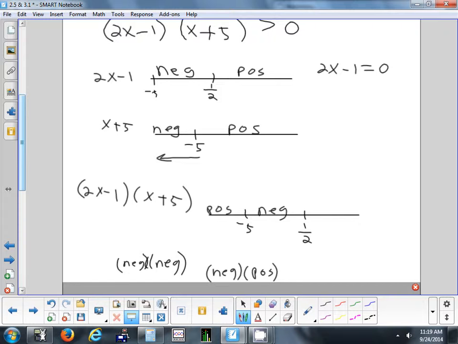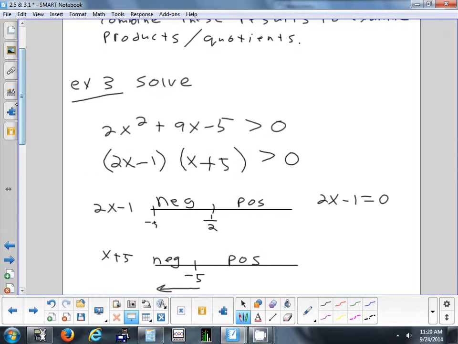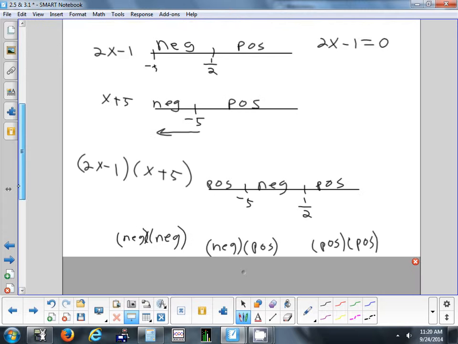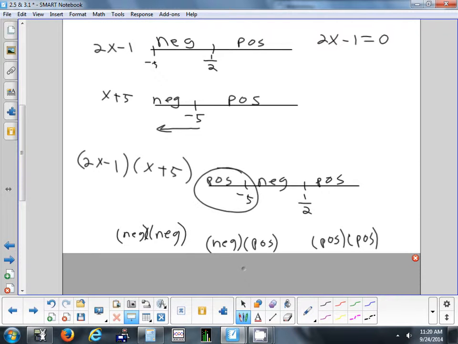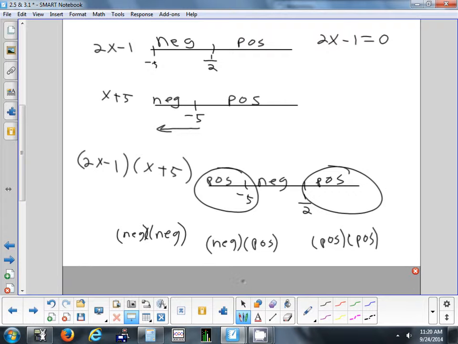Okay, Augustine, in the top one, numbers bigger than 1/2 come out positive. Times Emily, in the second one, numbers bigger than 1/2 come out positive. And a positive times a positive is a positive. So now we know exactly where this inequality is above 0 and below 0. And the question was, where is it above 0? Here and there. So now we have to write our answer as an interval.